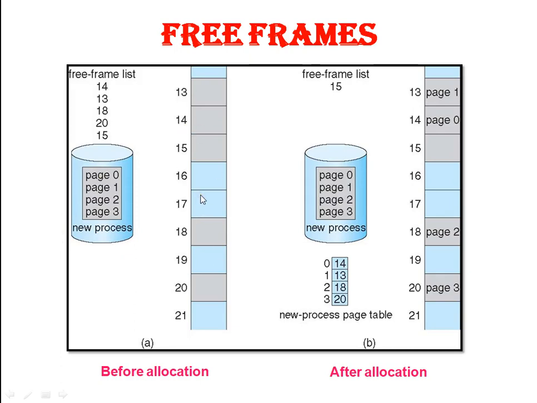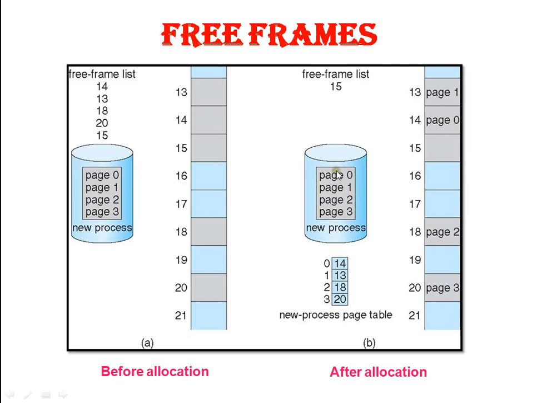Now, how will I come to know which space is available? With the help of this free frame list, I will come to know what frames are available, that is free. In this example, the free frame list tells 14, 13, 18, 20, 15 are free. Others are occupied. This is the example before allocating. And here, using the help of the frame list, I am trying to allocate the pages.